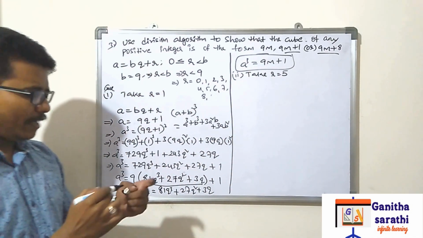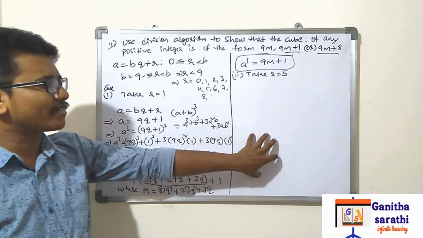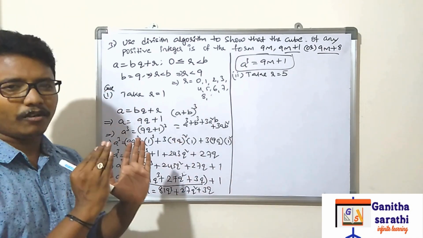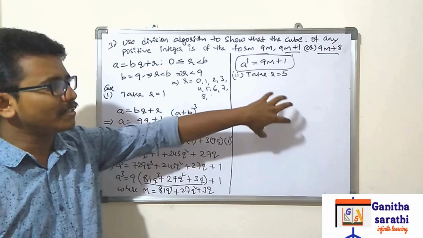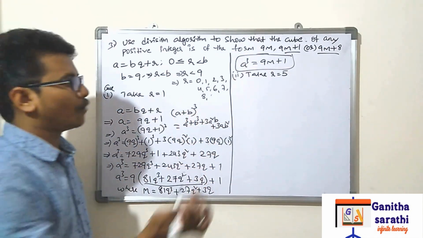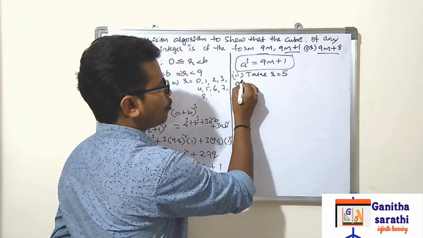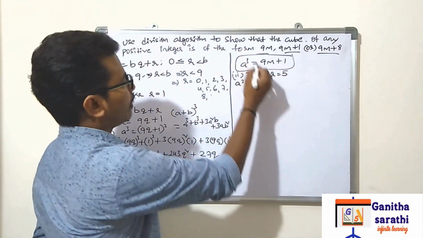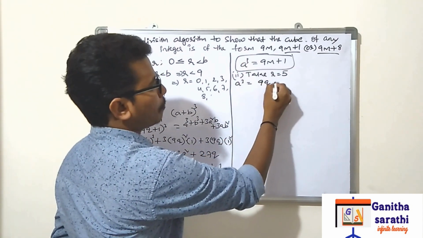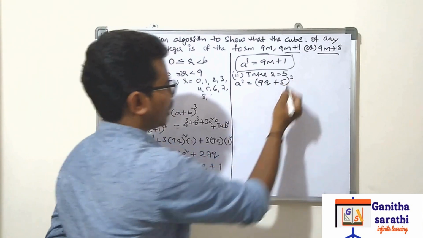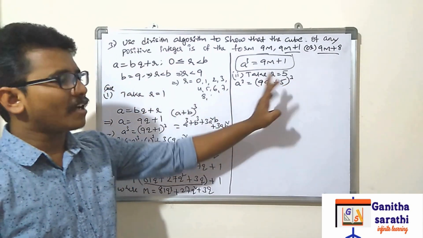Same process. If he is giving a 4 marks question, definitely you should do 3 to 4 cases. If you do 4 cases, it will be okay. Now see here, a cube is equal to (9q plus 5) whole cube, right? I am writing directly 9q plus r value is 5.